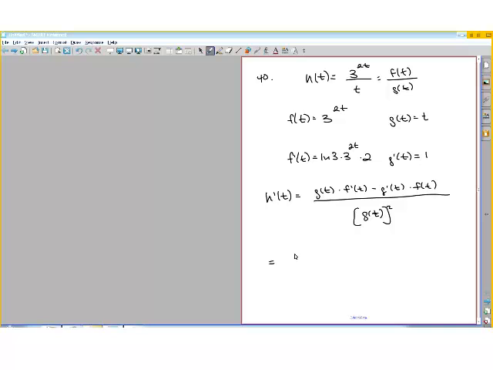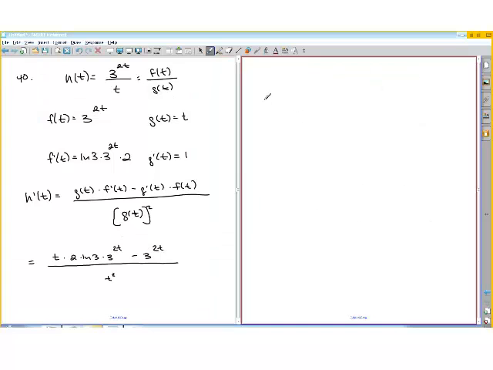So g of t is t from here. Then we have times, I'm going to go ahead and move the 2 to the front, 2 times the natural log of 3 times 3 to the 2t. So that's this first part. And then we do this other cross product and we subtract it. So it's just going to be 3 to the 2t times 1, which I'm just going to put out because it's equivalent. And then g of t squared. G of t is t. So we get t squared.